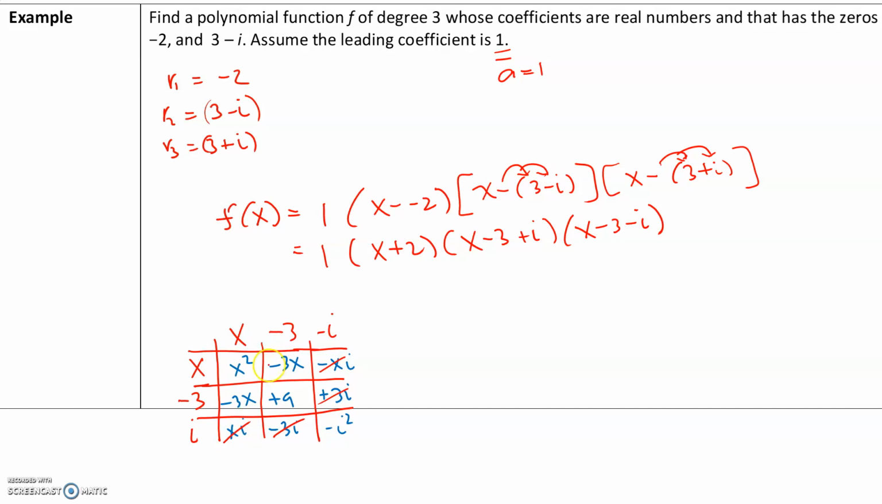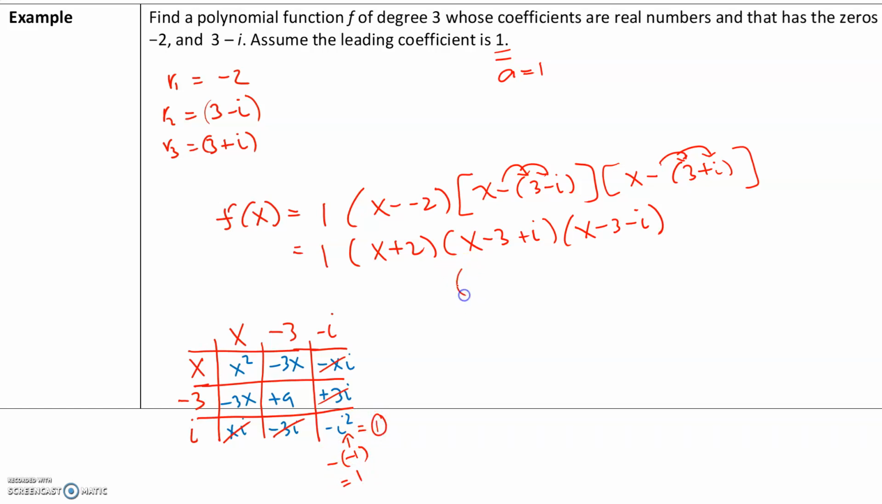We have x squared minus 3x plus 9 and a negative i squared. None of these are going to add to 0. Remember that i squared is negative 1. So what we essentially have is a negative negative 1, which is a positive 1. So this whole negative i squared actually equals 1.